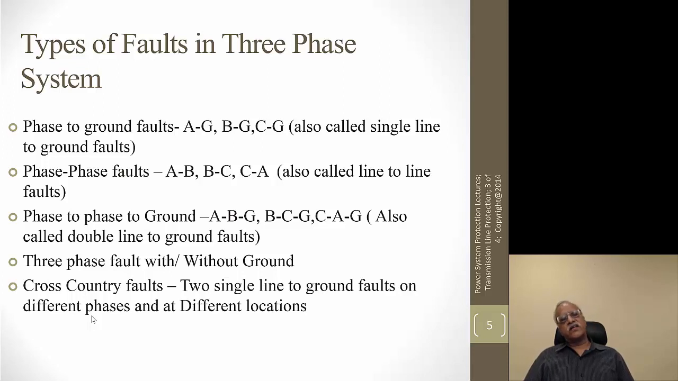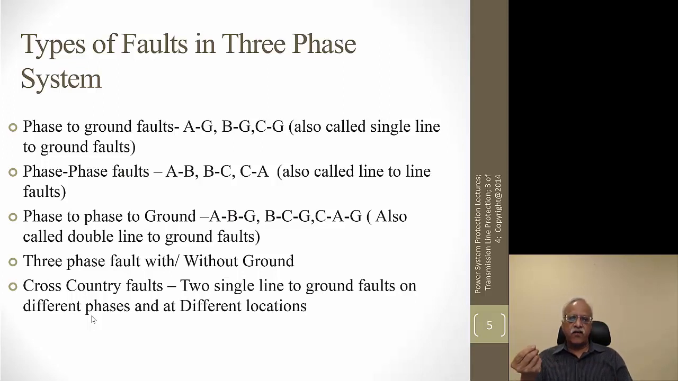And then you can have two phase to ground. It can start like a single line to ground fault, and then if it is arcing, it can arc over and create a two phase to ground fault, also called a double line to ground fault. And then finally, if all three wires are shorted, then it becomes a three-phase fault.